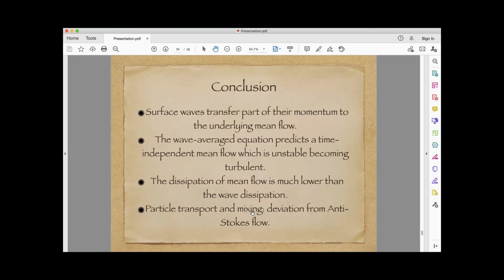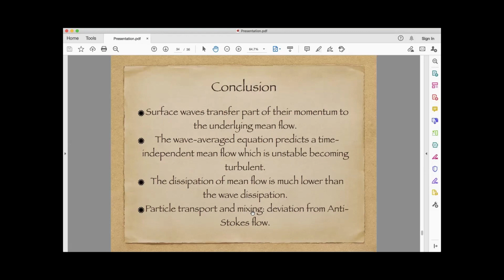So surface waves transfer part of the momentum to the underlying mean flow. And this wave averaged equation predicts a time-independent mean flow, which is unstable, and this unstable mean flow becomes turbulent. This we just showed by doing some numerical simulations. And the dissipation rate of the mean flow is actually much lower than the dissipation rate of the wave because it's bounded by viscosity. If you write it more carefully, it's bounded by the dissipation rate of the wave times some parameter which is AK squared. So it's much less than the dissipation rate of the wave. So in conclusion, it does not take much energy from the wave.